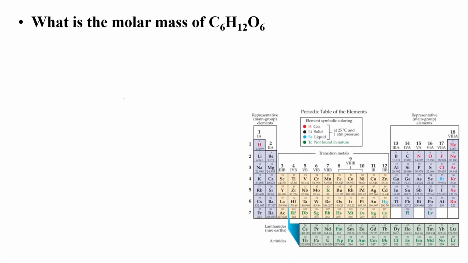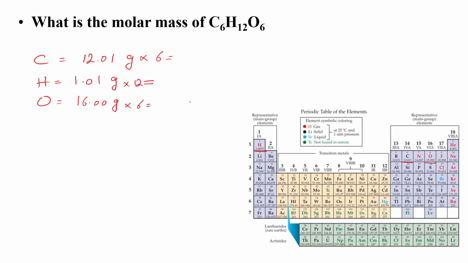Another example, and again, do it on your own and then play the video back to check your answer. We have carbon 12.01 gram from the periodic table. Hydrogen is 1.01. Let me underline all these that we are using. We have 1.01 gram, and then oxygen is 16.00 grams. So for carbon, we are going to multiply it by 6. Hydrogen will be multiplied by 12. Oxygen is going to be multiplied by 6.